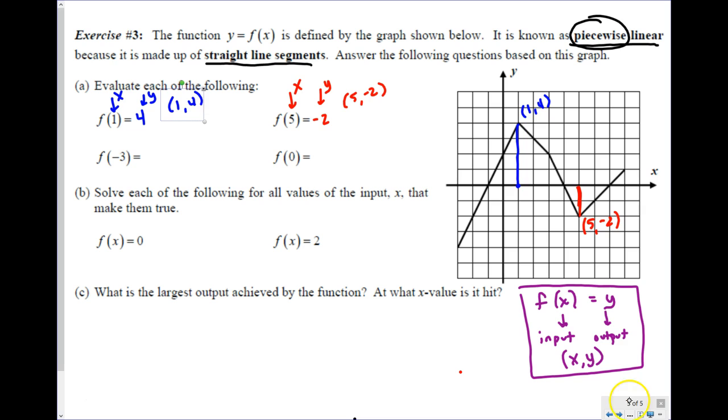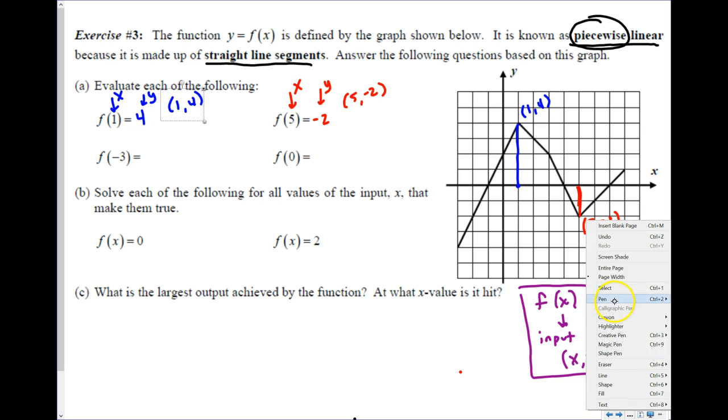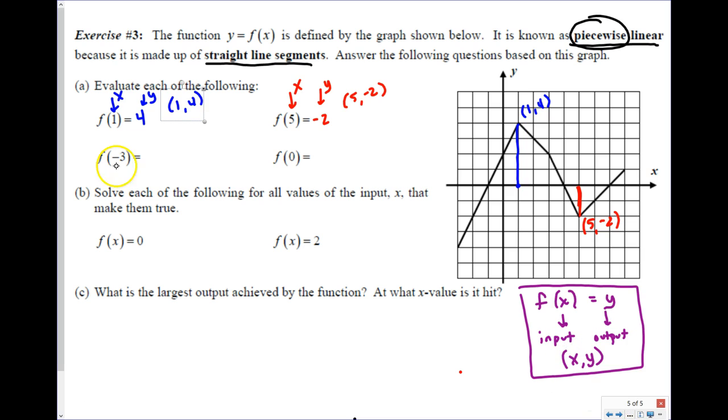Try the other two on your own. Pause the video and see if you can get the other two on your own. f of negative 3 and f of 0. Alright? Pause.